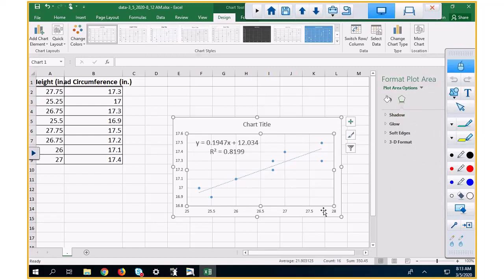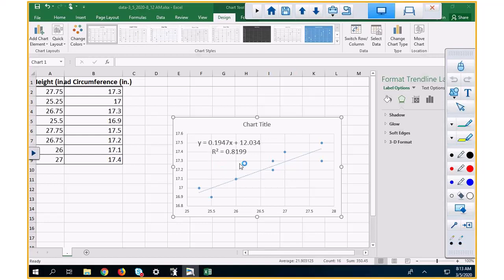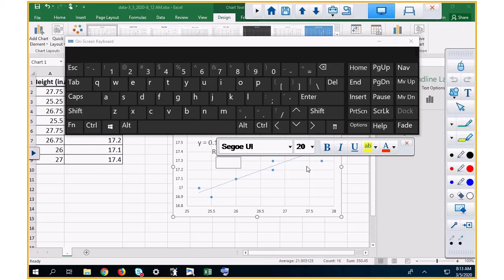What's the square root of 0.8199? 0.905483. So R is equal to point what? How many? Just 4 digits. 905. And then you want it rounded? Yeah. 5.